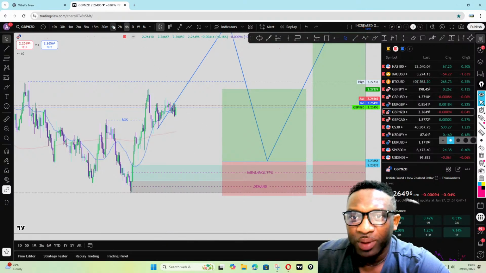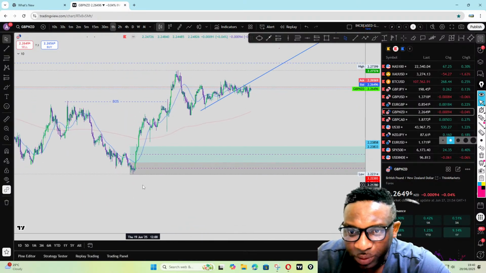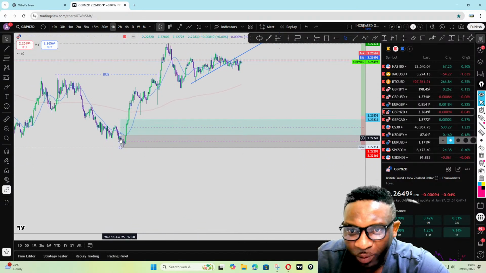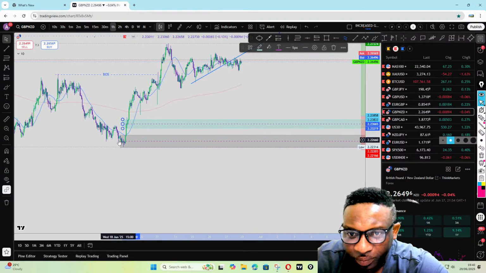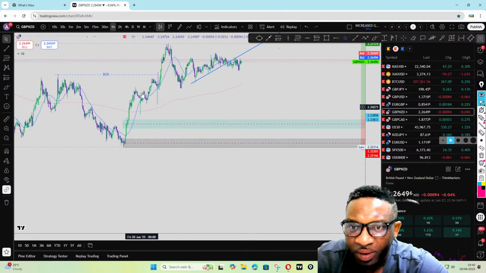We are on the 4-hour. Let's go to the 1 hour to further refine our area. On the 1 hour time frame, we can further refine our origin to here.